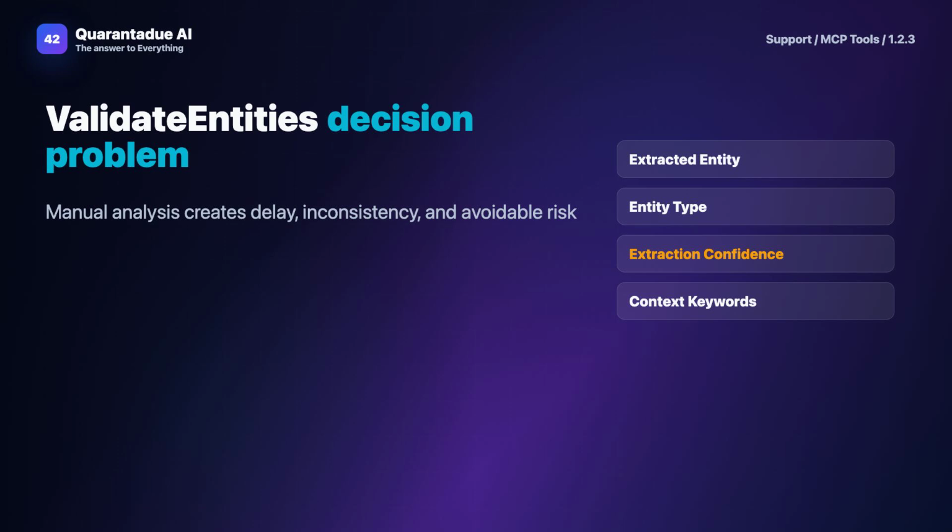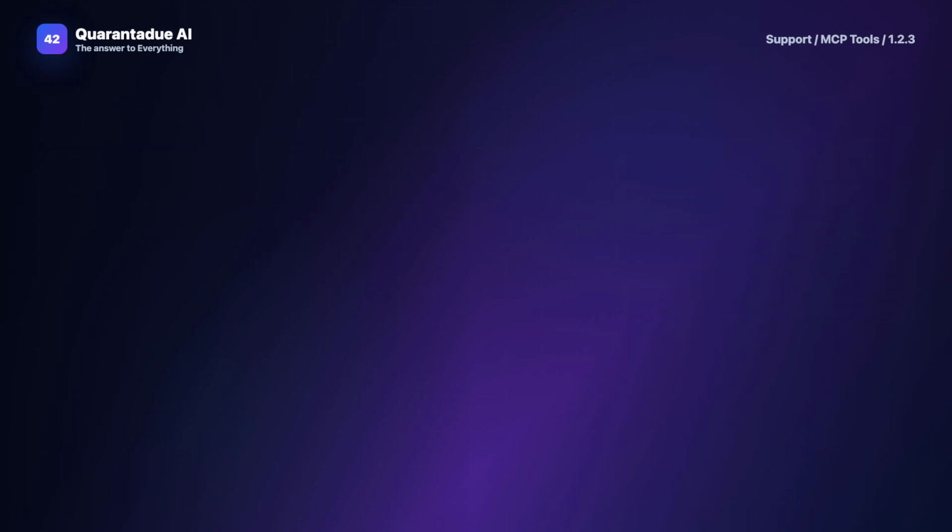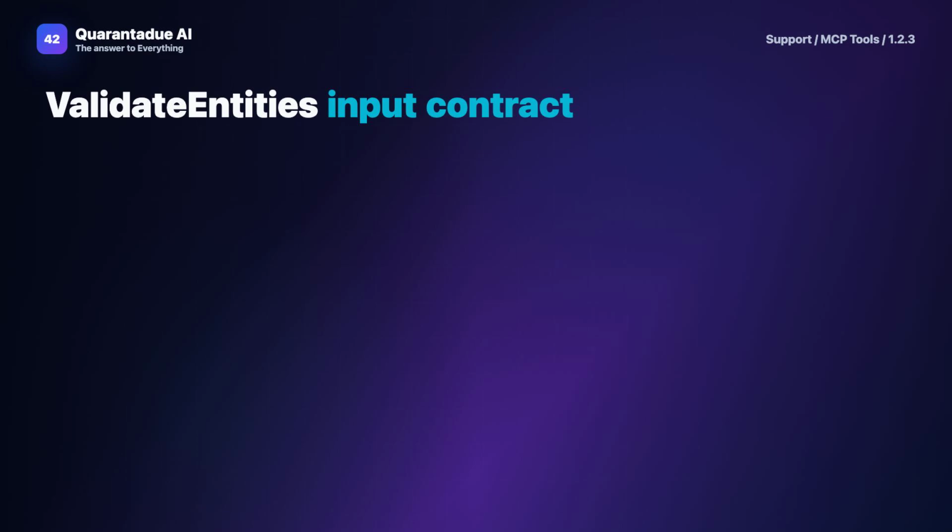Validate entities starts with a defined input contract. Typical inputs include extracted entity, entity type, extraction confidence, context keywords, and valid entities list. Keeping these fields explicit reduces ambiguity and makes every run easier to audit.